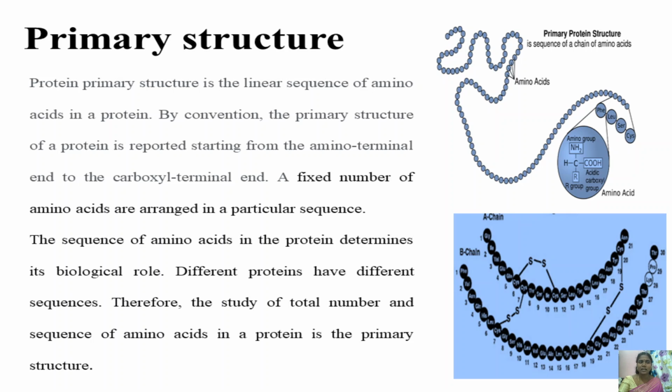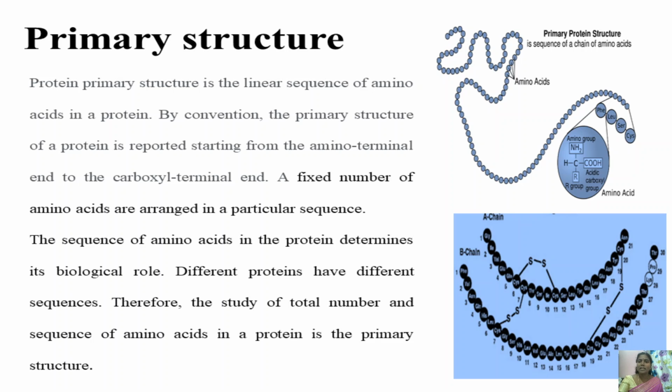The first one is primary structure. Protein primary structure is the linear sequence of amino acids in a protein. By convention, the primary structure of a protein is reported starting from the amino terminal, also called the N terminal, and ending with the carboxy terminal, also called the C terminal.